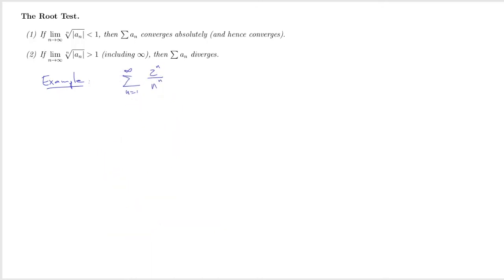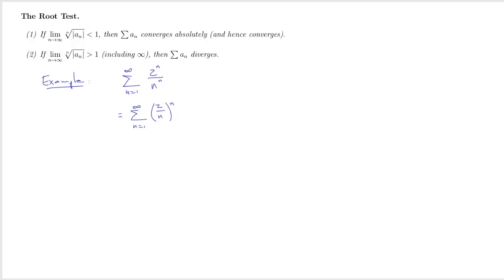Okay, you try this one. See if you can use the root test to determine whether the series sum n equals 1 to infinity of 2 to the n over n to the n converges or diverges. So take a moment, pause the video. When you're ready, start it back up again. I will say that if you have trouble figuring out where to start, keep listening and I'll give you at least the first step. Otherwise, pause the video and start up again when you're ready.